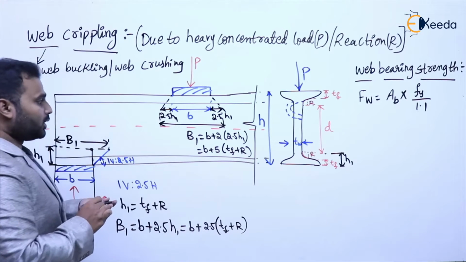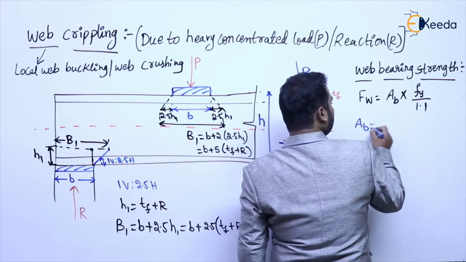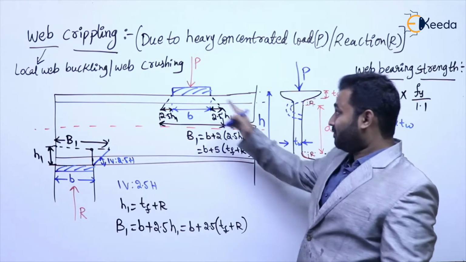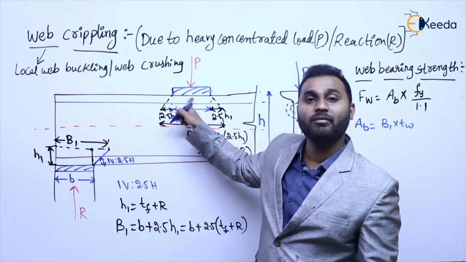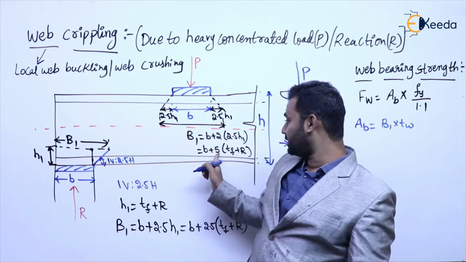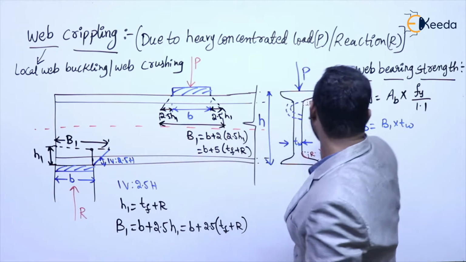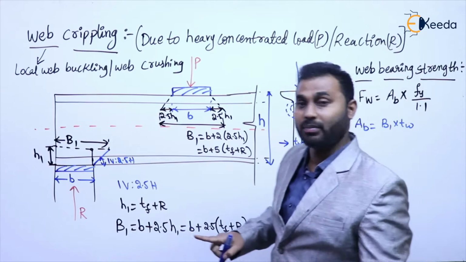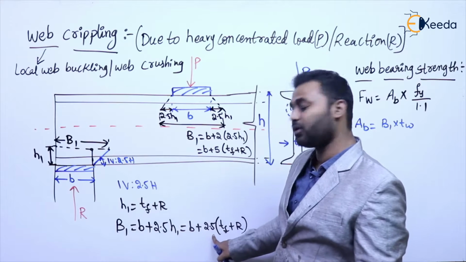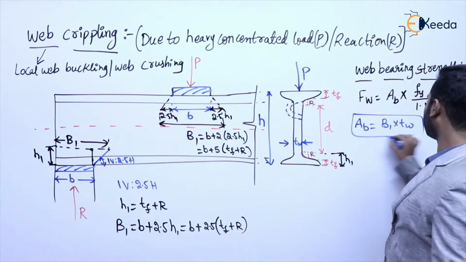Now in the calculation of the area, the web bearing area AB, we use B1 into TW, if we are calculating web bearing strength in the web under the point load, then this capital B1 is to be considered. When we are calculating web bearing strength at the support, we need to use this B1. That means this one, B plus 2.5 (TF plus R). Is that okay? That is what the bearing area.